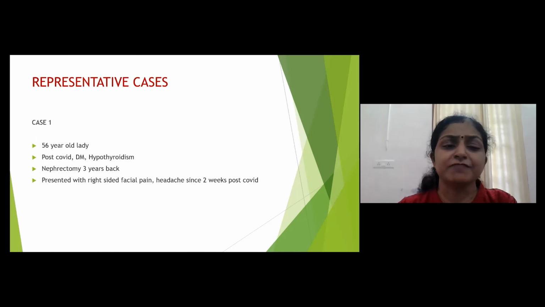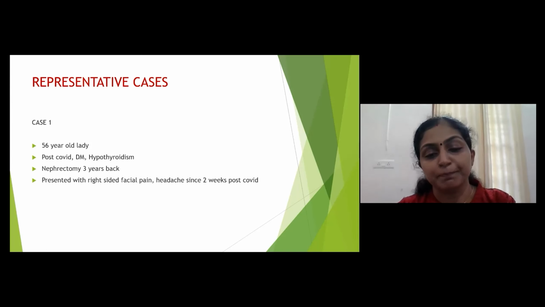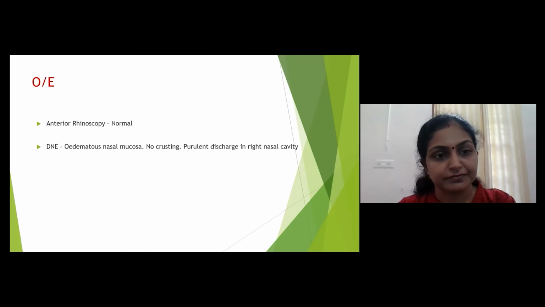First case was a 56-year-old lady. She was post-COVID, diabetic, hypothyroid, and she had undergone nephrectomy a few years back. She presented with right-sided facial pain, headache since 2 weeks post-COVID. On anterior rhinoscopy, it appeared normal, and nasal endoscopy showed edematous nasal mucosa. There was no crusting, but purulent discharge was present in the right nasal cavity.